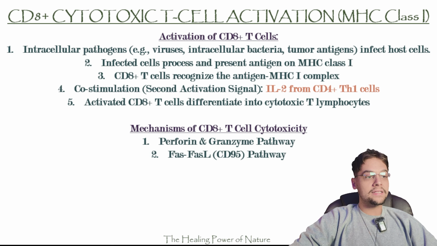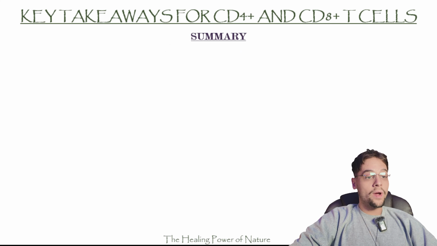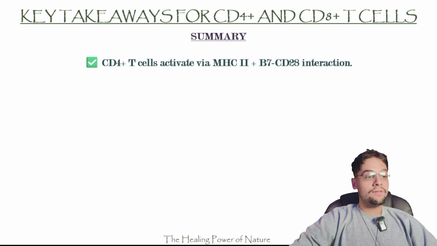There's also the Fas ligand, or CD95, pathway. Basically, CD8 positive T cells express Fas ligand. Fas ligand binds the Fas receptor on the target cell. Caspases are activated and apoptosis occurs. The key takeaways for CD4 positive and CD8 positive T cells: remember, CD4 positive T cells activate via MHC class 2 and also through the B7, CD28 interaction.